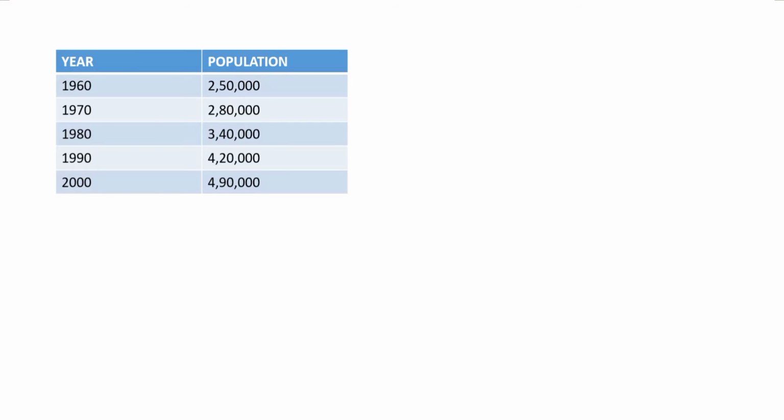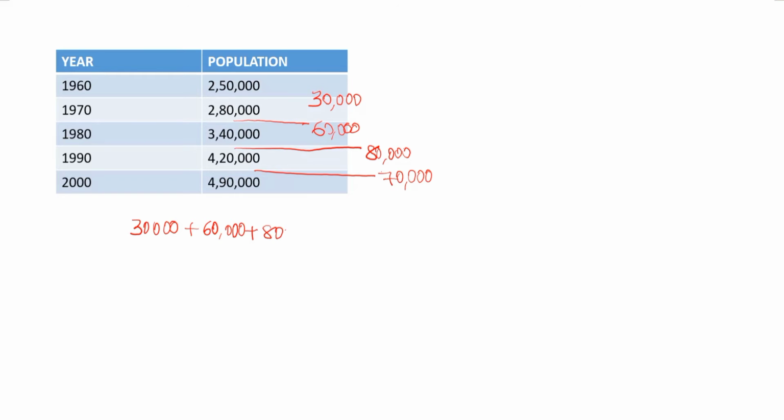Now the first step in the arithmetic increase method is to find the increment. So now here the increment will be 30,000, then 3,40,000 minus 2,80,000, that is 60,000. Then this one, 4,20,000 minus 3,40,000, which will be 80,000. And 4,90,000 minus 4,20,000, that is 70,000. Once we have found the increment, we'll find the average, that is 30,000 plus 60,000 plus 80,000 plus 70,000 divided by 4. On solving this, we get 60,000.